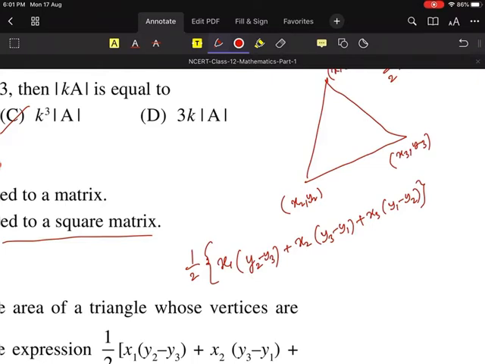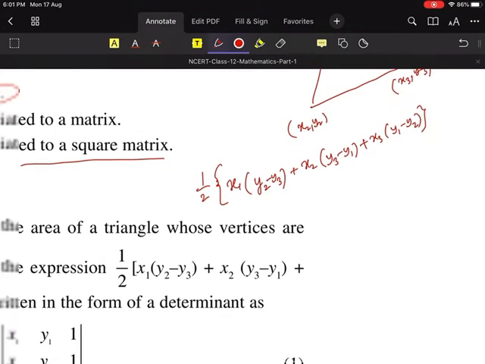This one was the formula. 1 is in here, 2, 3 will be there. 2 is in here, 3, 1 will be here. 3 is in here, 1, 2 will be in here. So, this one was the formula which you have learned in class 10. Now, this formula was too difficult to memorize.